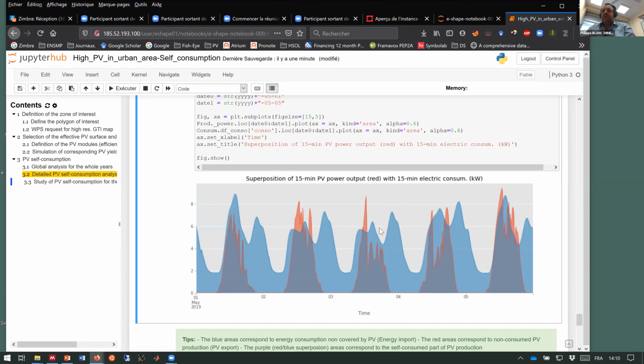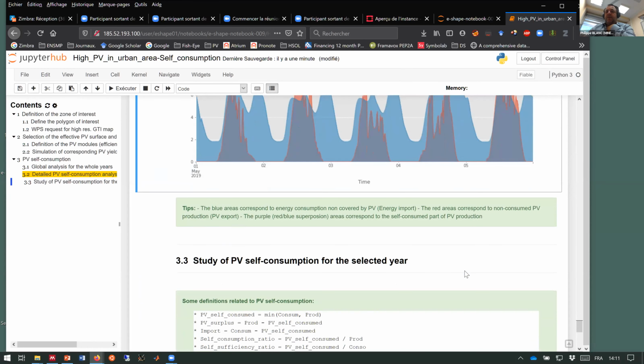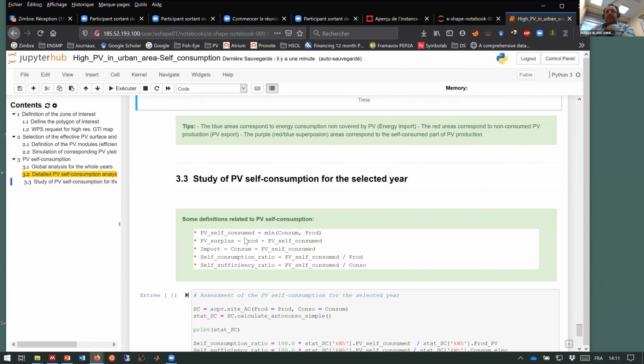Okay. So the self-consumption is the ratio between the energy of the red curves below the blue curves, divided by the area of the red curves. And the self-sufficiency is the energy I have provided divided by the sum of energy I have consumed. Okay, so you have here some definitions of the self-consumption ratio, etc.